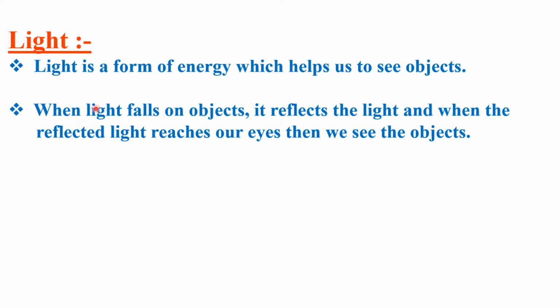When light falls on the object, it reflects the light, and when the reflected light reaches our eyes, then we see the object. So first the light falls on the object, then it is reflected and reaches our eyes, and only then can we see the object.